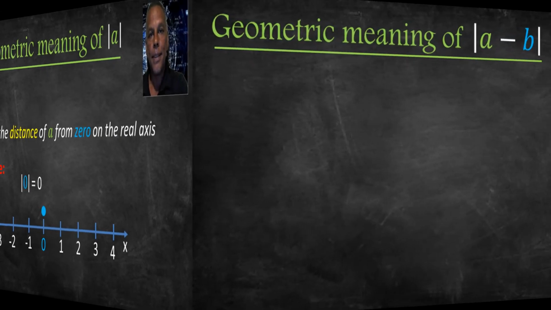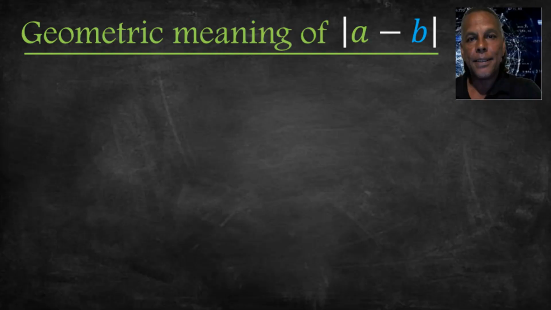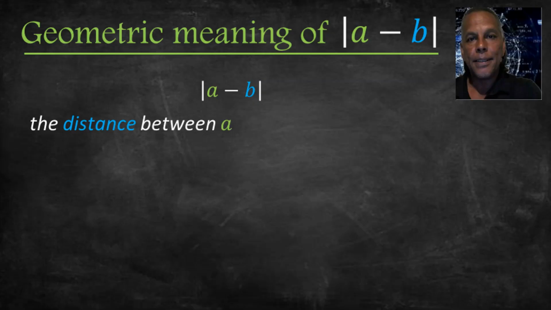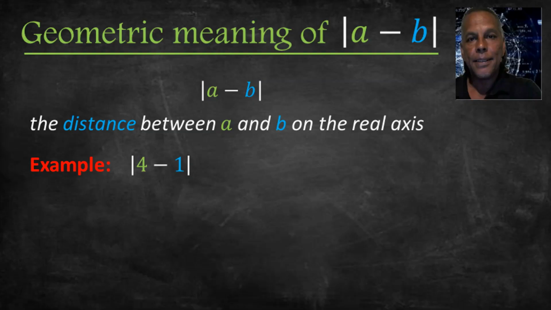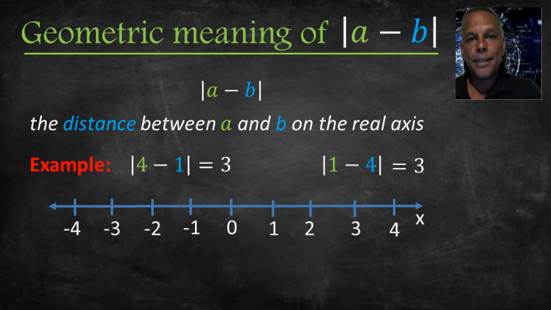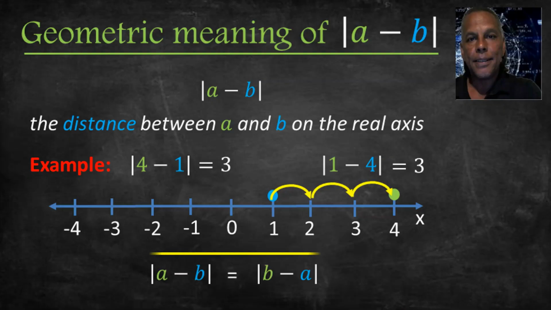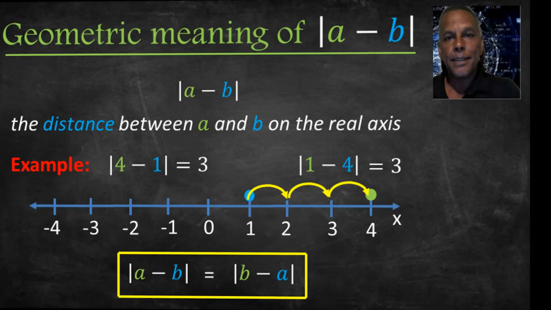Let's look at the geometric meaning of the mod of A minus B. The mod of A minus B is the distance between A and B on the real axis. To take an example, both the mod of 4 minus 1 and the mod of 1 minus 4 are equal to 3, since 1 and 4 are 3 units apart on the real axis. From this we can see that the mod of A minus B equals the mod of B minus A.